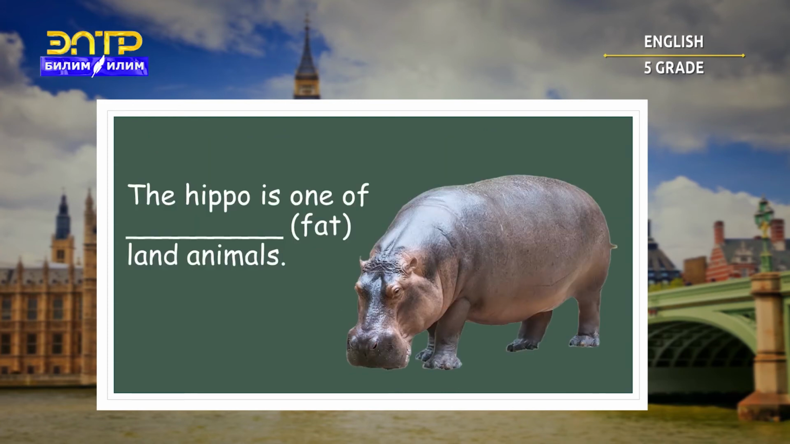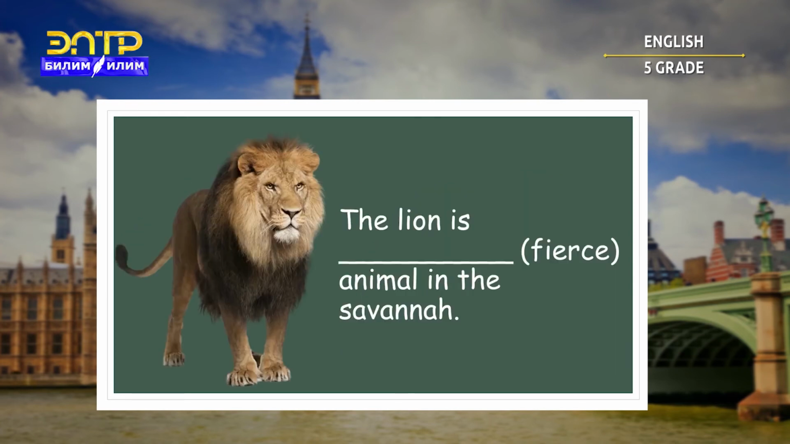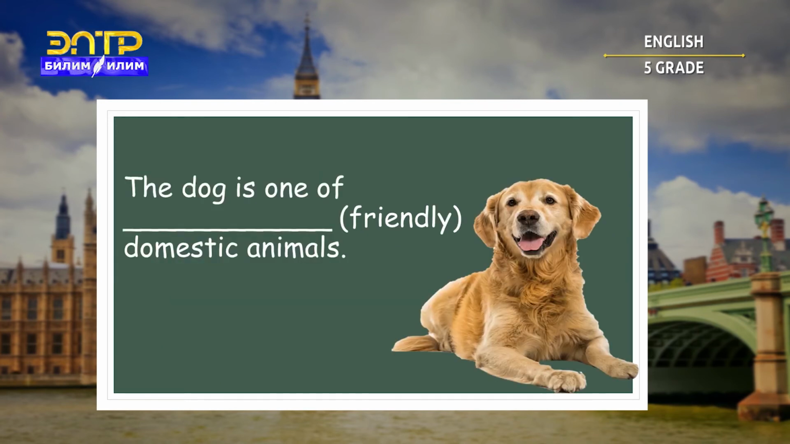What about the superlative form of the adjective fat? The hippo is one of the fattest land animals. The lion is the fiercest animal in the savannah. The duck is one of the friendliest domestic animals.